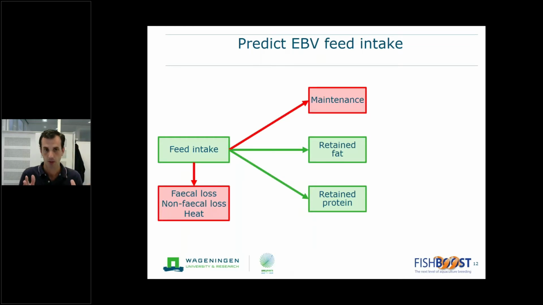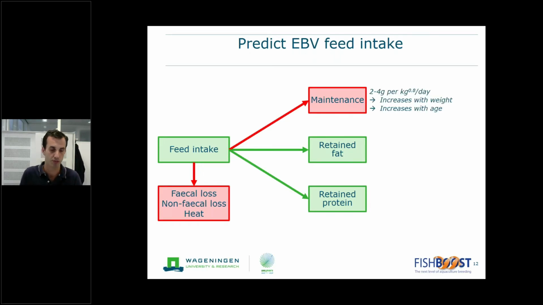So now I show you the bioenergetic relation between feed intake and its components. Feed intake is on the left, and there is a loss, which is fecal loss, non-fecal loss, and heat production. There's not much we can do about that. Then there is maintenance requirements. And if we think about the regression of cumulative feed intake on body weight gain, the maintenance requirements reflect the intercept of this regression. There is retained fat and there is retained protein.